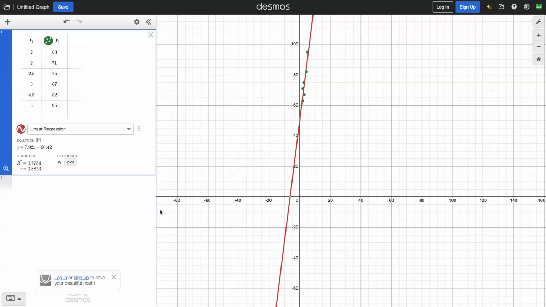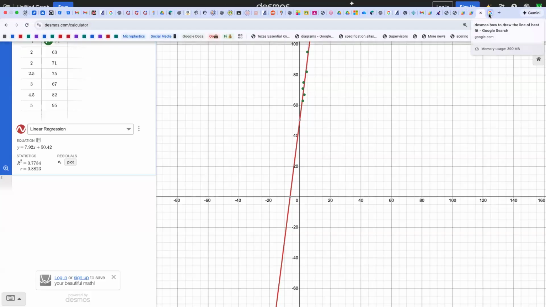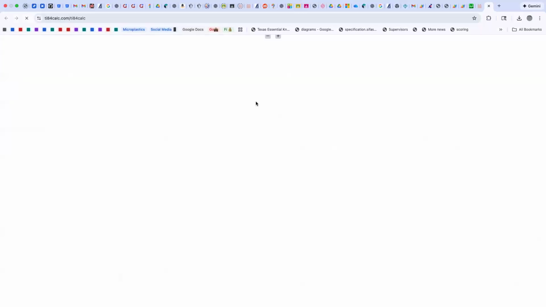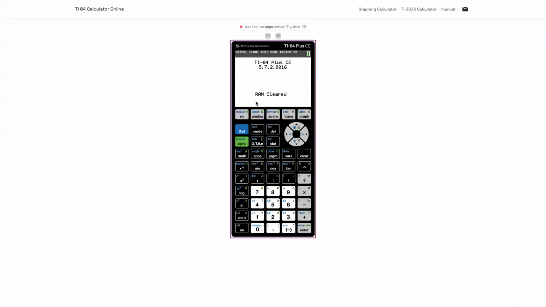But you have to know you have to do this in a graphing calculator, guys. Do you know how to do it on ticalc.com? ti84calc.com. That's where I want you to do it, because I want you all to buy this calculator.